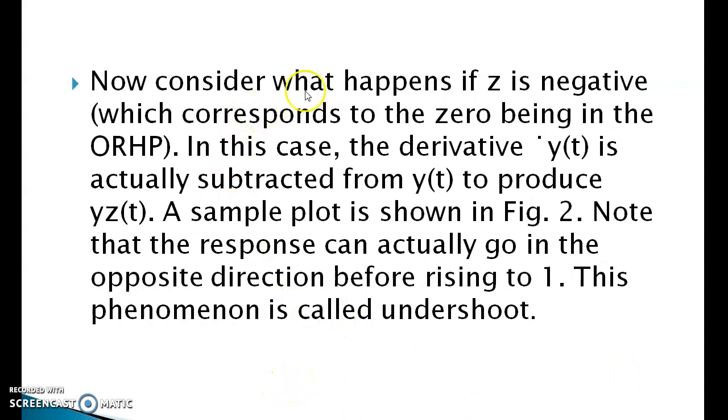Now consider what happens if z is negative, which corresponds to the zero being in the ORHP. In this case, the derivative of y(t) is actually subtracted from y(t) to produce yz(t). A sample plot is shown in figure 2. Note that the response can actually go in the opposite direction before rising to 1. This phenomenon is called undershoot.